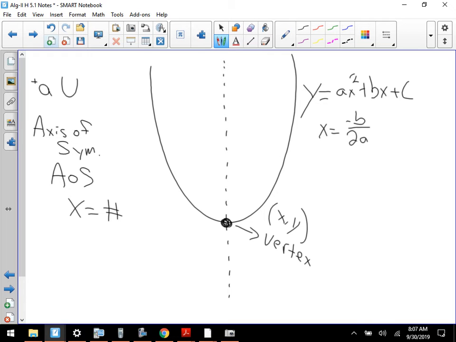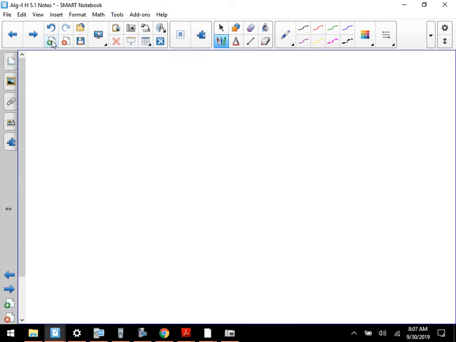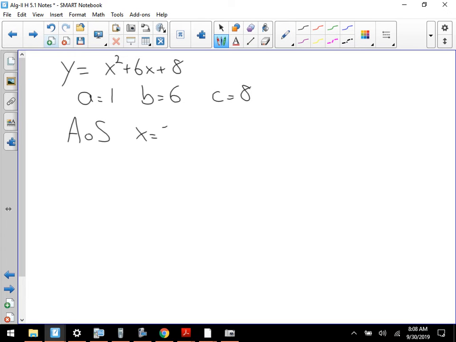So that means when you do these things, you can figure out where that axis of symmetry is going to be located. I'm going to put that on the smartboard here. Back to here, so y equals x squared plus 6x plus 8. A is 1, B is 6, C is 8. Our axis of symmetry is x equals the opposite of b over 2a. So we say negative 6 over 2 times 1 will give us negative 3.